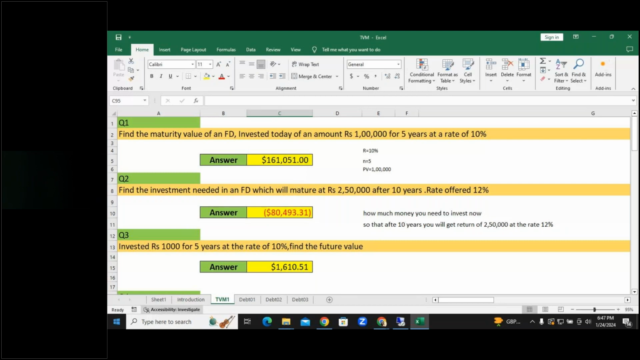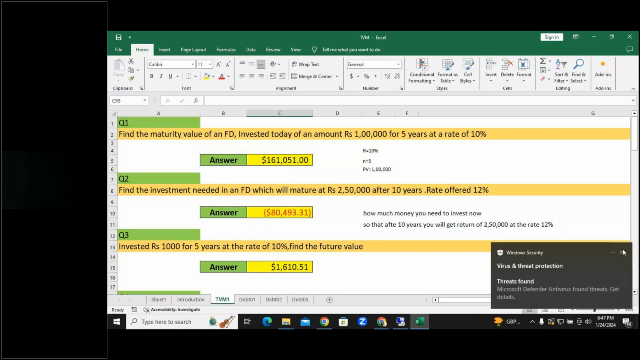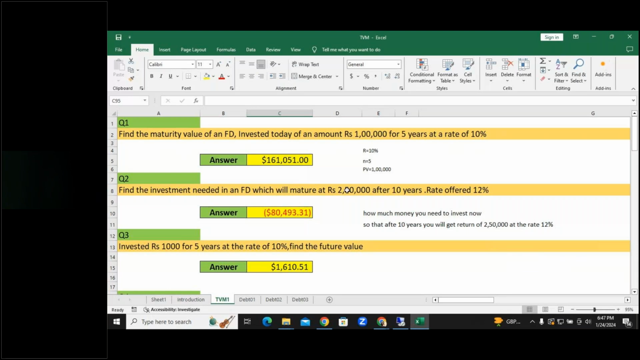So now here we have certain scenarios based on which we are going to do the calculations. First I'll explain the formula and then write and show. Then you people can try it out. First listen carefully, then understand, and then you can execute it. Find the maturity value of an FD invested today for an amount of rupees 1 lakh for 5 years at the rate of 10%. So after 5 years, what is the maturity amount that I am going to get?